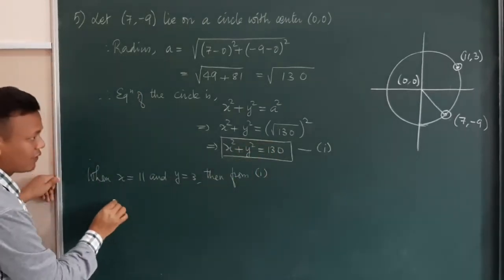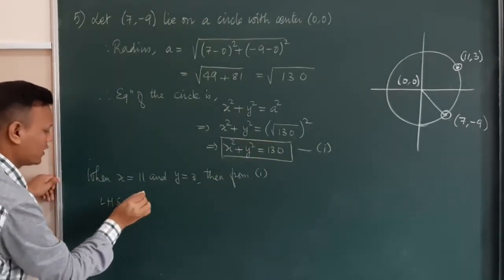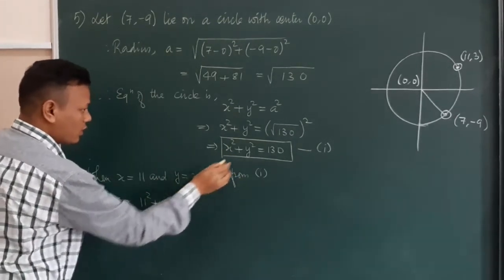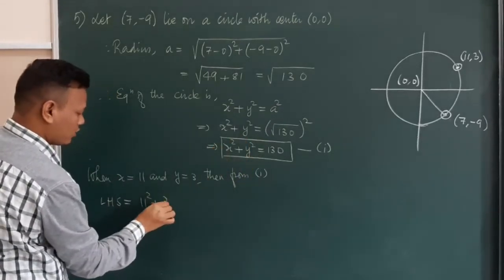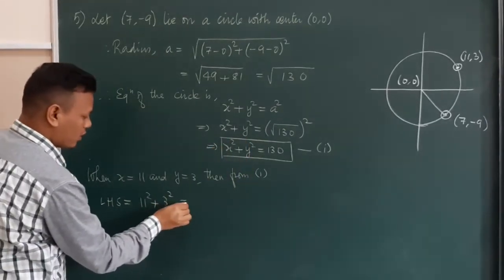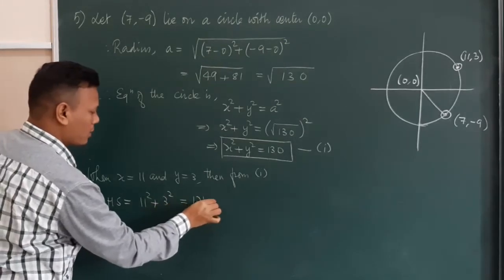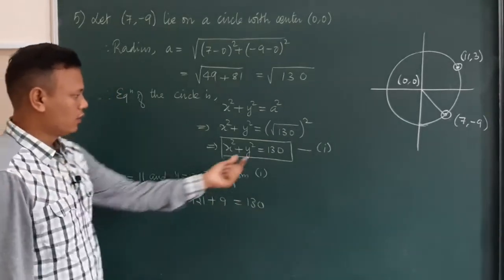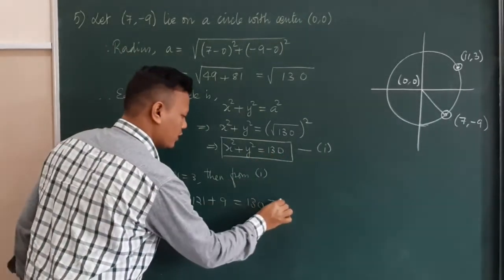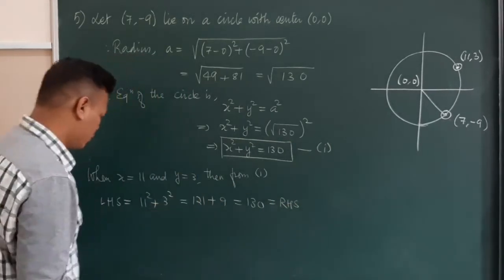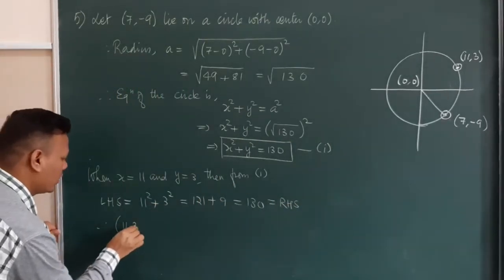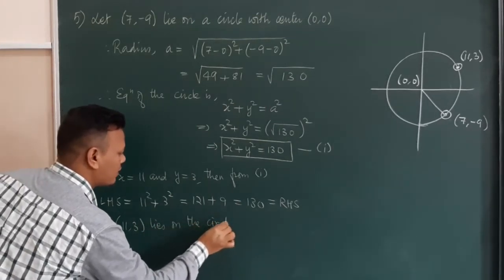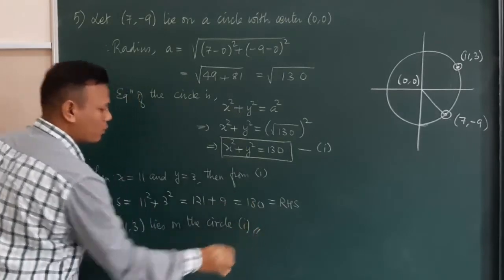we have left hand side. So let us see what is left hand side. Left hand side is x square, which is 11 square, plus y square, where y is 3, so this is 3 square. So 11 square is 121 plus 3 square is 9, and when you add them, how much do you get? You get 130, which is equal to the right hand side, isn't it? So therefore 11 comma 3 lies on the circle 1. Okay, so you may pause the video to note down.